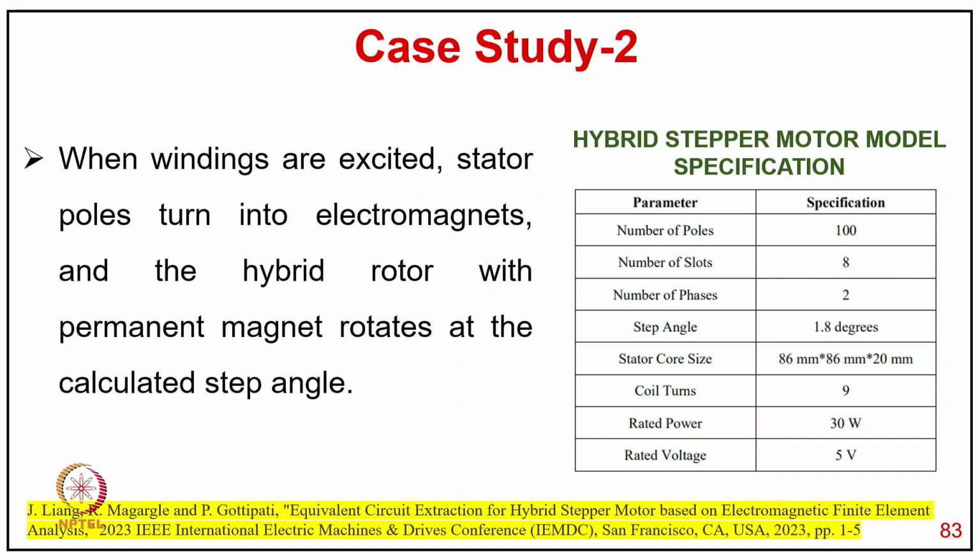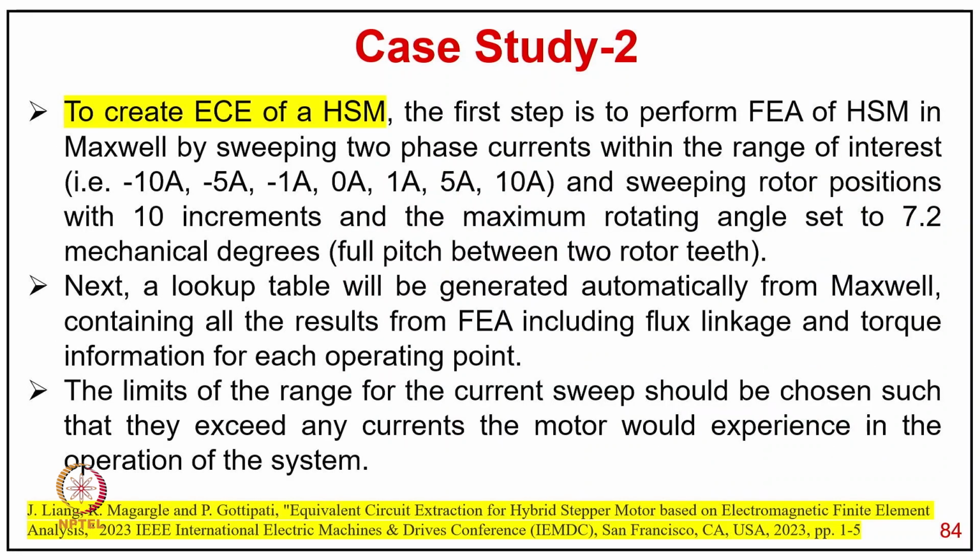Now, when the windings are excited, the stator poles turn into electromagnets, and the hybrid rotor with the permanent magnet rotates at the calculated step angle. The hybrid stepper motor model specifications are given: number of poles 100, number of slots 8, number of phases 2, step angle 1.8 degree, stator core dimensions 84 millimeter into 86 millimeter, 86 millimeter into 80 into 20, coil turns 9, rated power 30 watt, and rated voltage 5 volt.